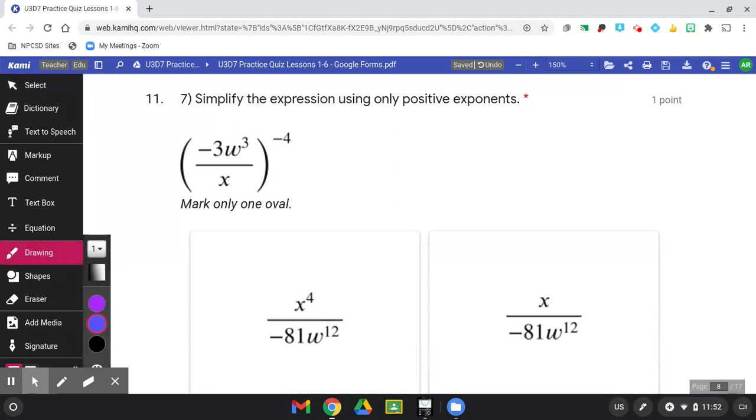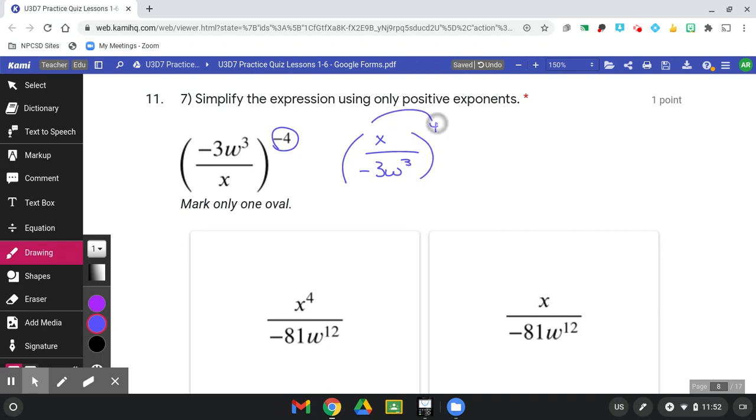Okay, now we have a fraction to a negative exponent. Now that negative exponent, remember, means that we have to take the reciprocal and bring it to the positive exponent. So the first thing I'm going to do is get that reciprocal and then bring it to the 4th power.